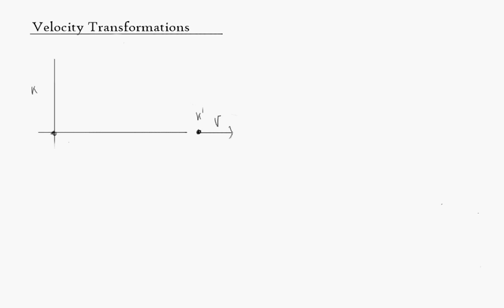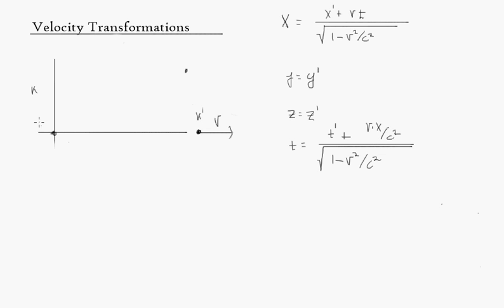We discussed in earlier videos transforming events from one reference frame to another reference frame. So for an example, we say an event happens here according to the K prime frame. We're able to use the Lorentz transformations to see what that event looks like in the K reference frame. And these transformations include the fact that the speed of light will be constant in all reference frames.